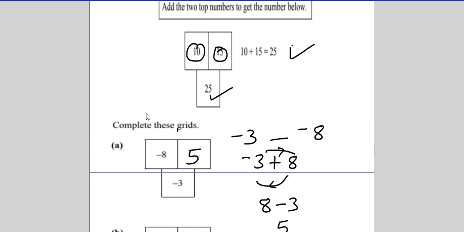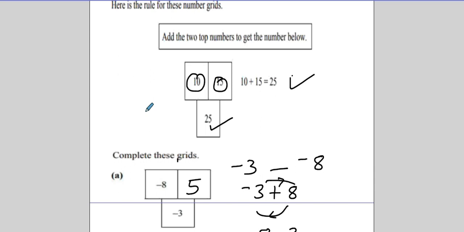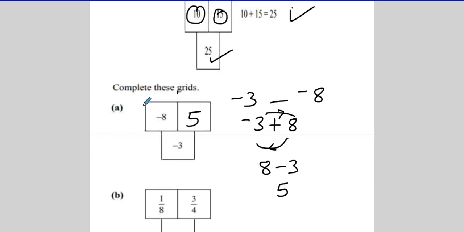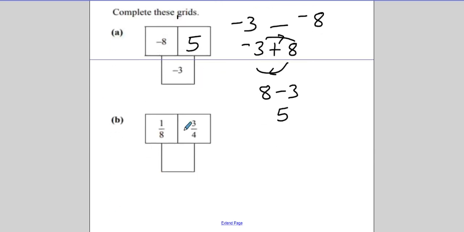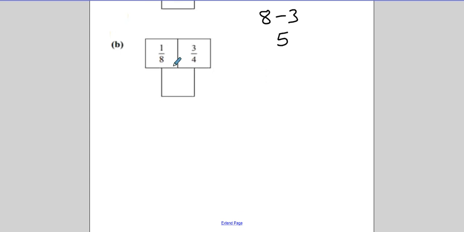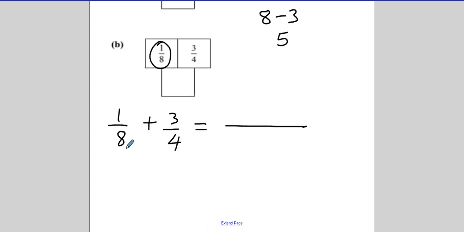Add the two top numbers to get the number below it. The two top numbers are 1/8 plus 3/4. Adding fractions, find the LCM of 8 and 4. I taught you how to find the LCM of numbers, so you can check, but the answer will be 8.